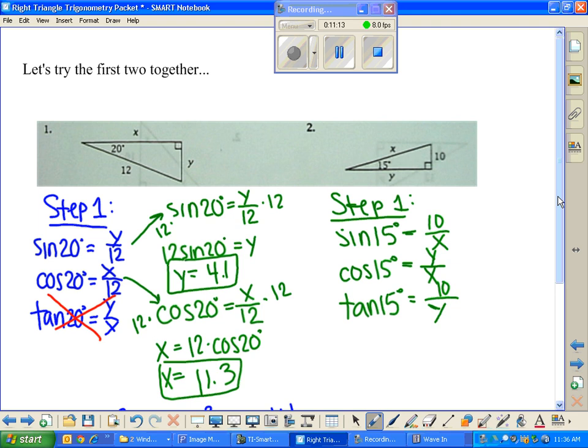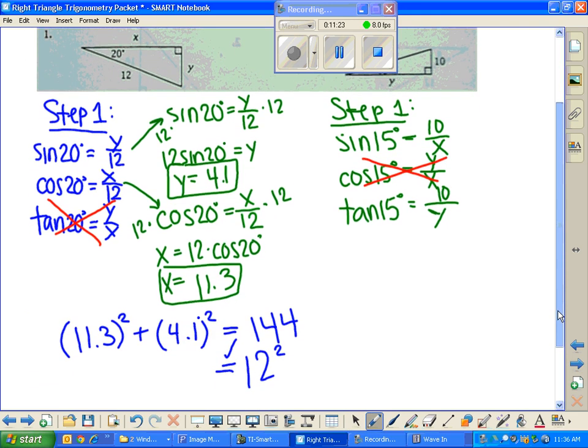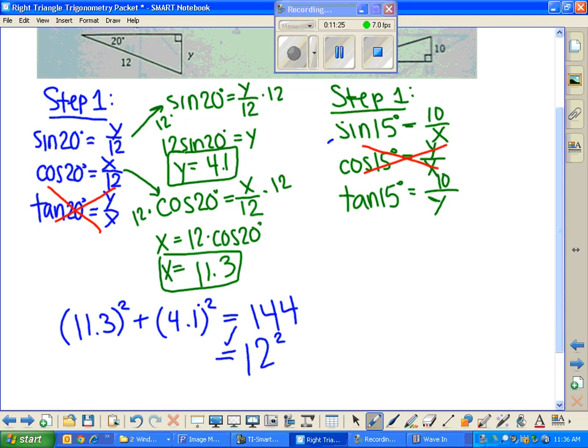Which one's no good for us? Cosine. We have 2 variables. Can't do that. All right. Moving on down, let's solve for x. Sine of 15 equals 10 over x. Now this is where I showed you could either multiply both sides by x, or you could look at them as proportions, whichever one helps you. I'll look at it as a proportion for you guys.